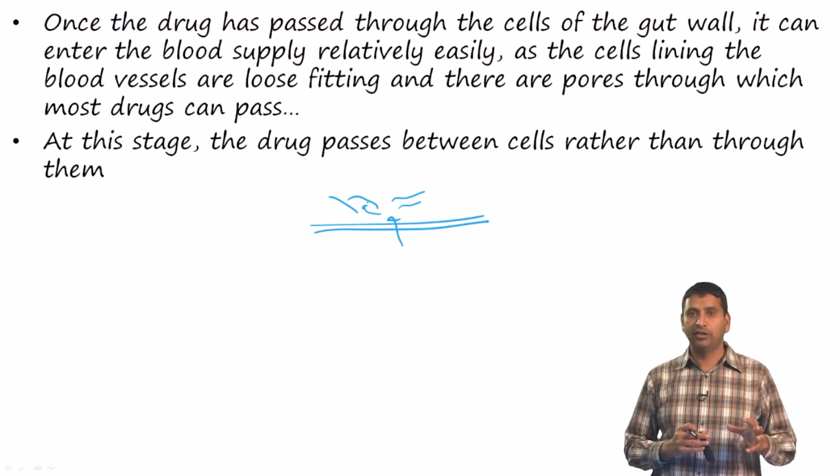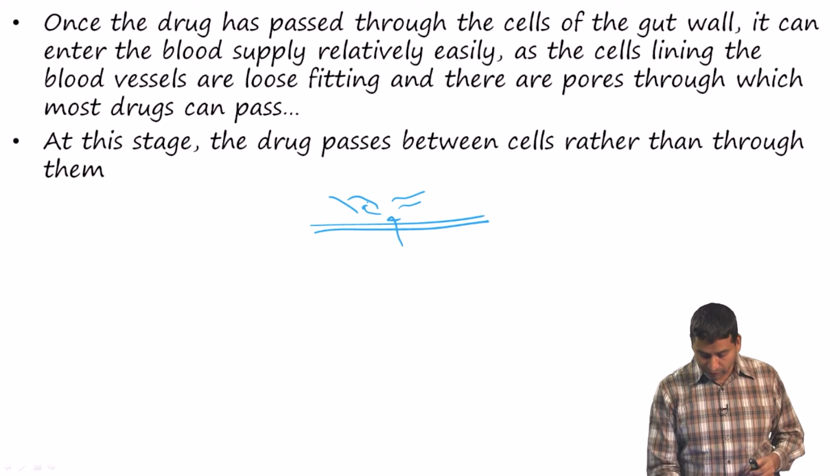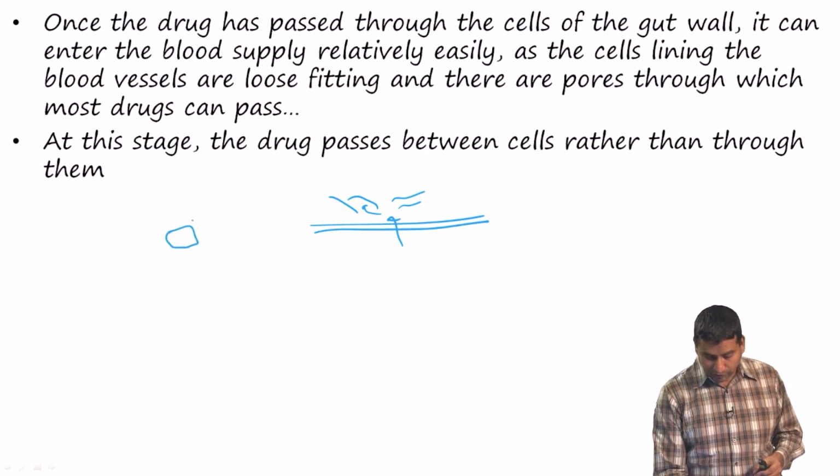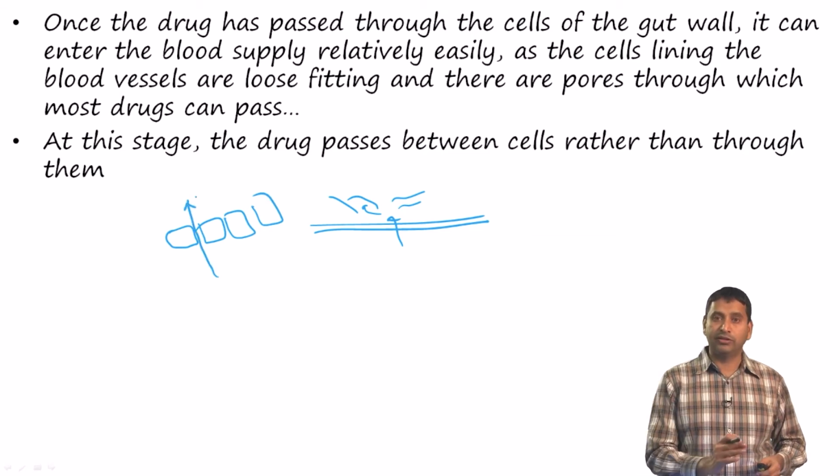So, at this stage the drug passes between cells rather than through cells. You have a situation where there is a cell here, there is a gap, there is another cell, there is a gap, and so on. So, the drug actually passes between the cells rather than passing through them.